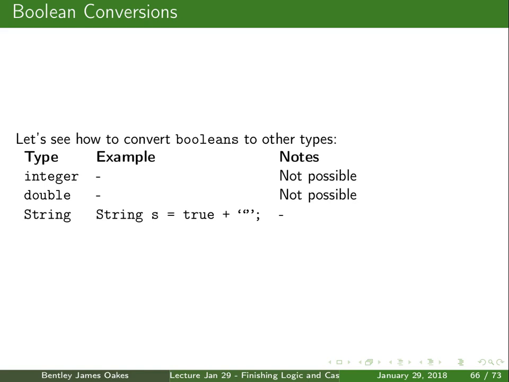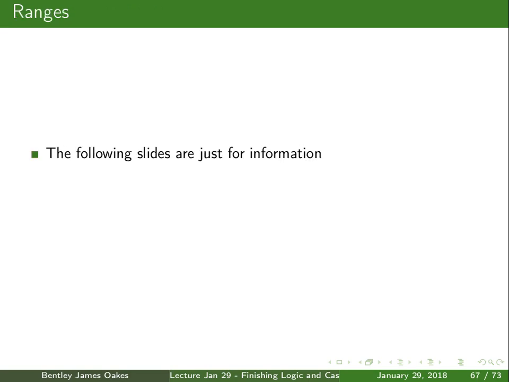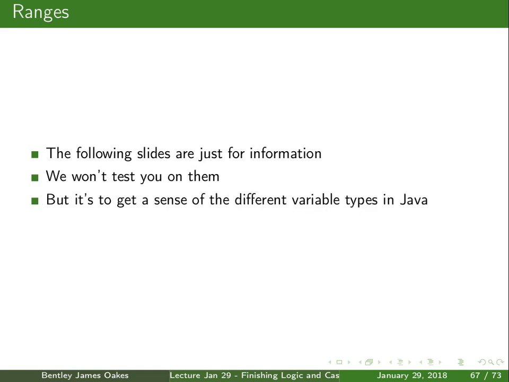Okay. I'll go through after, but I just want to show you these slides for information, because I get a lot of questions on them, and it's about the different variable types in Java. It's not just int, double, string, Boolean, and characters. There are many others. We're not going to talk about them except for these next slides. We're not going to test you on these following slides because it's too much information, but I want you to get a sense of the different variable types.